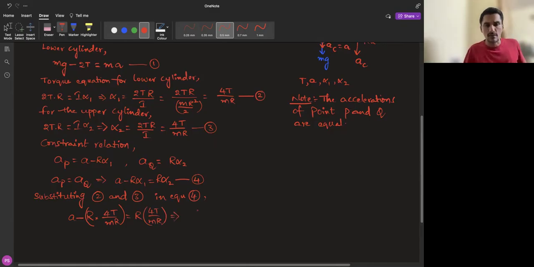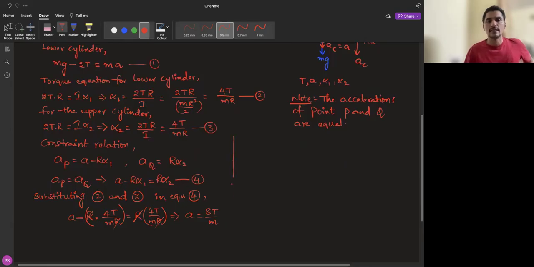So now let us take A is equal to, here R and R get cancelled and here also R and R get cancelled, 4T by m minus 4T by m. Let us send this minus 4T by m to the right side, so that I'm going to get 4T by m plus 4T by m. This is 8T by m. I have got the acceleration. Now what I need to find, only tensional force is asked. Am I right or not?